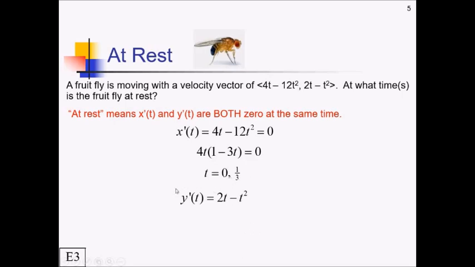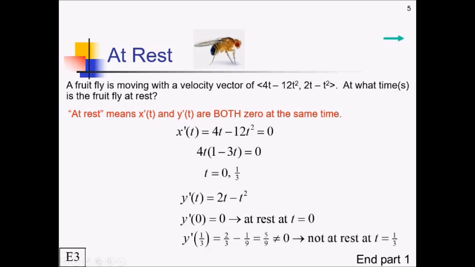So now let's see if y prime of 0 also equals 0. So that's 2 times 0 minus 0 squared. That's definitely 0. Since x prime and y prime of 0 are both 0, we can conclude that the fruit fly is at rest at time 0. But we still need to test out this 1/3 here. So y prime of 1/3, that's going to be 2/3 minus 1/9. And let's see here, that's 6/9 minus 1/9 is 5/9. Really, the most important piece is this does not equal 0. So that means that we've got some up-down motion, so the fruit fly then is not at rest at time 1/3.